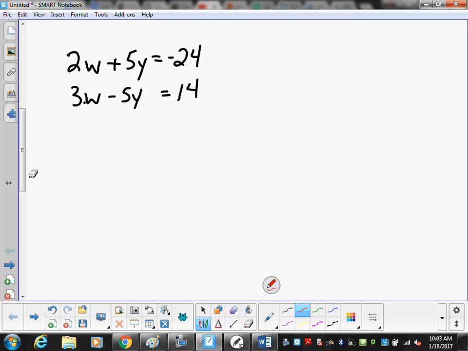Okay. All right. Very quickly, do these two equations have a variable with opposite coefficients? Yes. Which one?